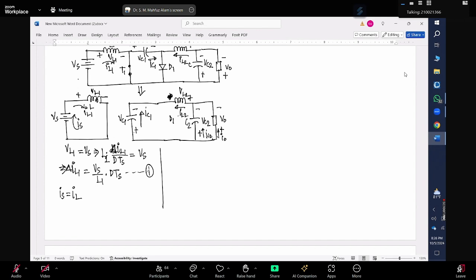Now, if I want to get the relationship for VL2, so if I do Kirchhoff's voltage law here in the second circuit, what can we get? Plus VC1 minus VL2, then again minus V0, that should be equal to 0. So here we can write down VL2 should be equal to VC1 minus V0, right?